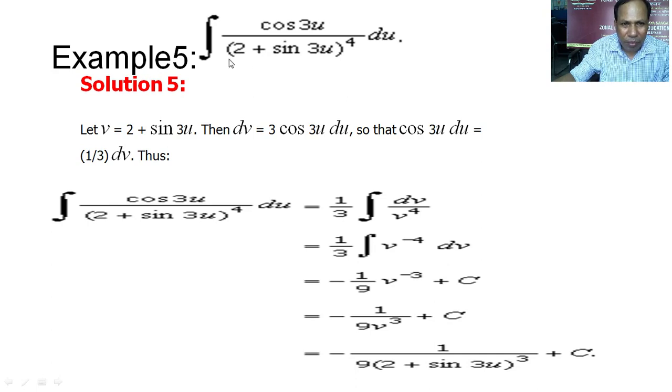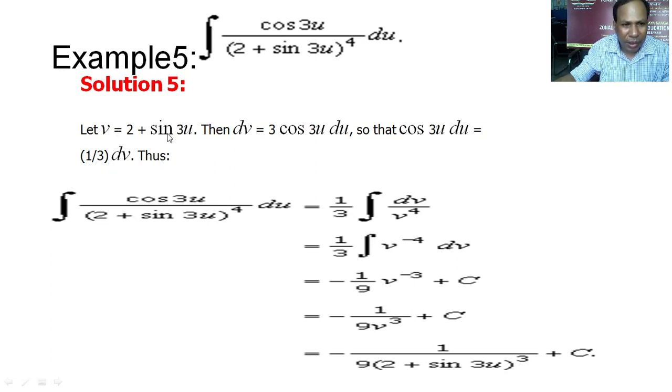Now if we put this 2 plus sin 3u as, suppose, v and differentiate both sides, so dv becomes derivative of 2, which is 0. The derivative of sin 3u is 3 cos 3u into du. That means dv by du becomes 3 cos 3u, and thereby dv is equal to 3 cos 3u du, so that cos 3u du becomes 1 by 3 dv.